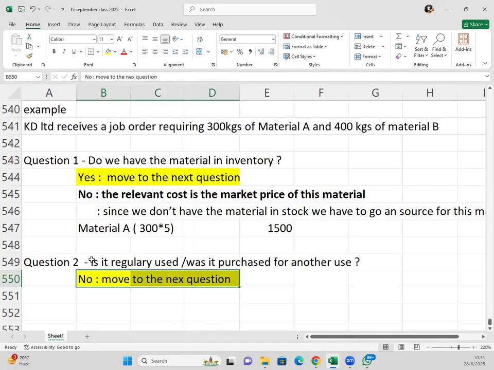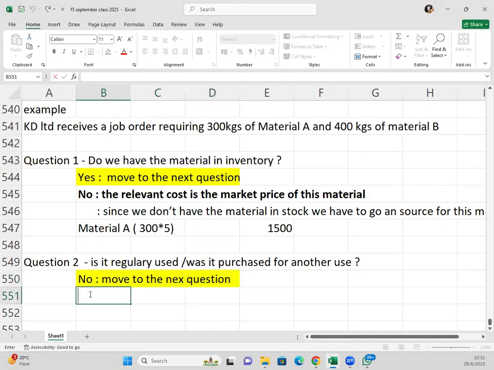But what about if it's regularly used? It means the material that we need for this order is already there. In our inventory, we have it, but it has another use. So if the material is there, but it has another use, it's as good as we don't have it. So yes, the material is there, but there is another order that we want to process that is requiring the same material. So is the material in inventory? Yes. Is it regularly used? Yes.